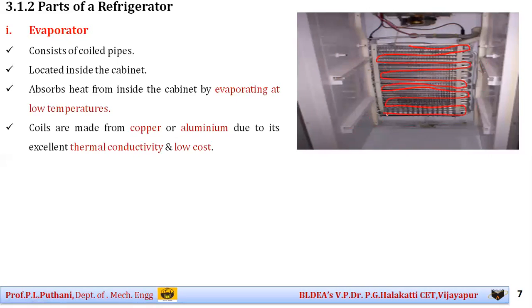Apart from this, the evaporator is the place where all the food materials are stored, and this is the coldest region in the refrigerator. The maximum amount of heat is taken away from this region itself, so once the heat is absorbed in the evaporator, eventually there is a drop in the temperature. As a result, there is a change in the phase of the refrigerant from liquid to vapor phase.